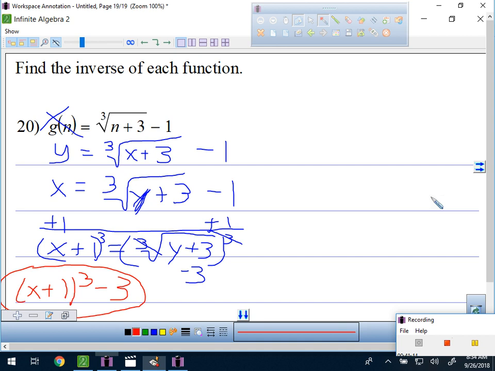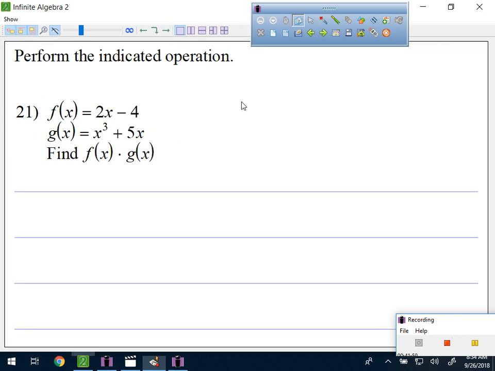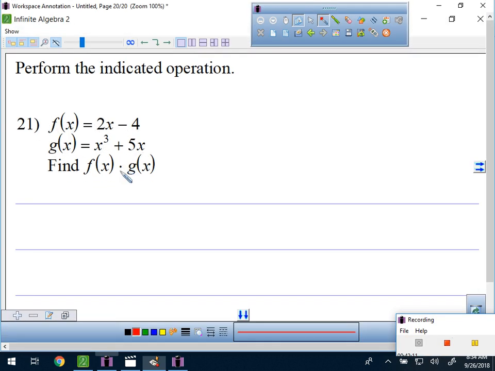We've got 4 more problems to clear out test 4. So that was 20, so 21. For 21, here's what the problem looks like. It said perform the indicated operation. Here's where some people messed up yesterday: that says f of x times g of x. It does not say f of g. So when you see this problem, guys, that has a little multiplication symbol right there, you're literally going to just FOIL these together.